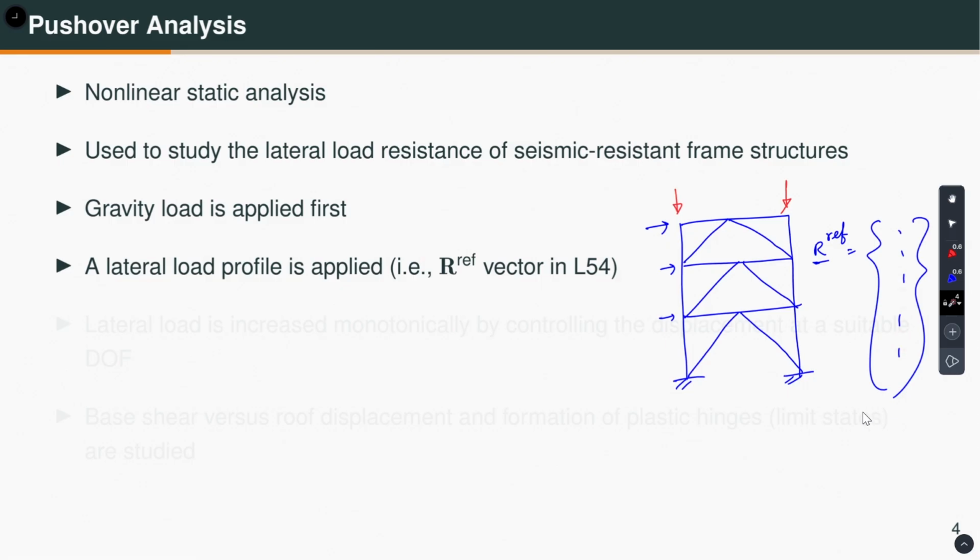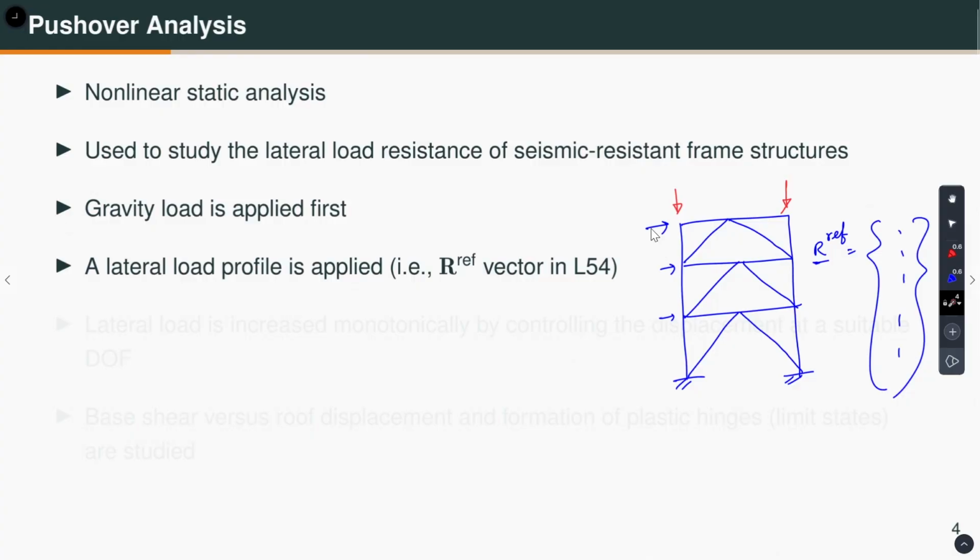Then we increase this lateral load proportionately. That means I am multiplying this load by a load factor, and that is my delta lambda for each load step. Delta lambda is what we discussed in the previous lecture, or lambda, which is the cumulative value that we will get from the analysis.